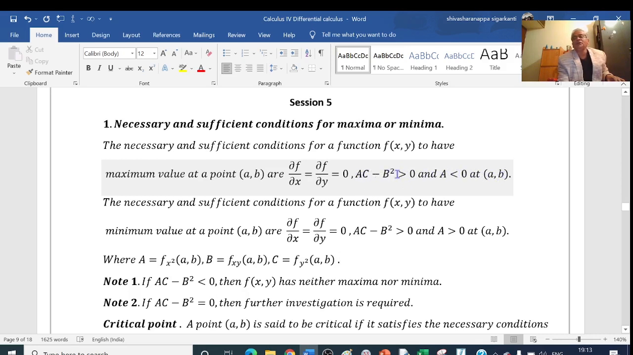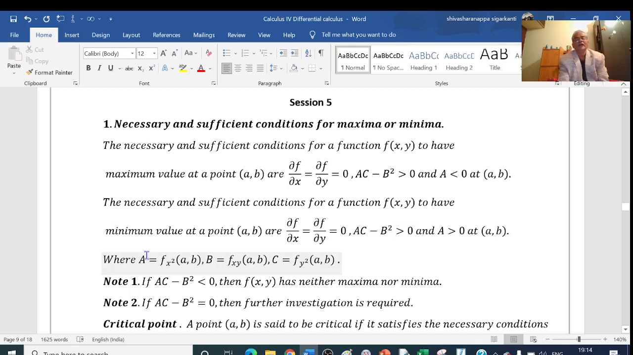And what are these a, b, c? A is fxx at a comma b. Fxx means the partial derivative of f with respect to x twice, that is dou square f by dou x square at the point a comma b. We denote this by capital A. And b is fxy, that is second derivative of f with respect to x and y, that is dou square f by dou x dou y at that point a comma b. We denote this by b. And second derivative of f with respect to y, that is dou square f by dou y square at the point a comma b. We denote this by c.